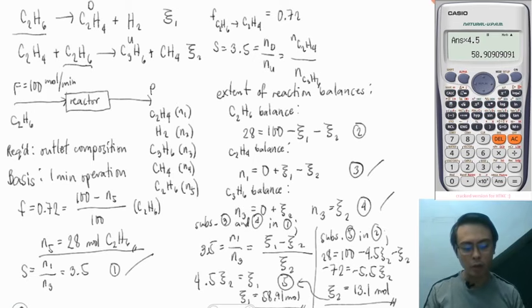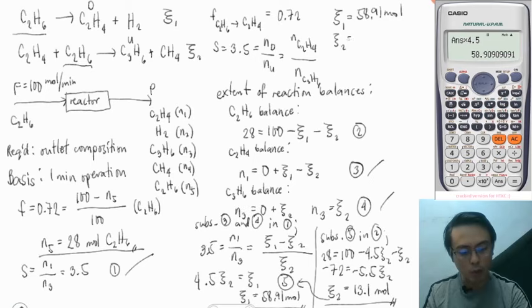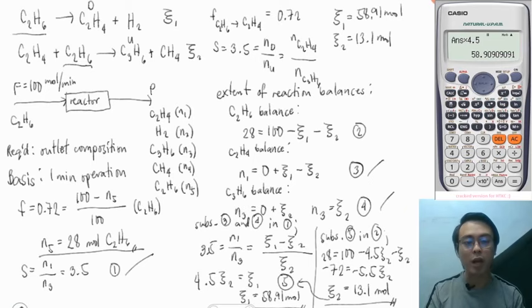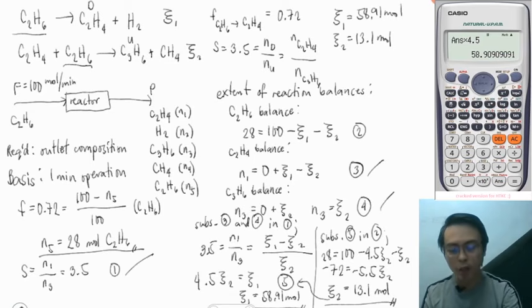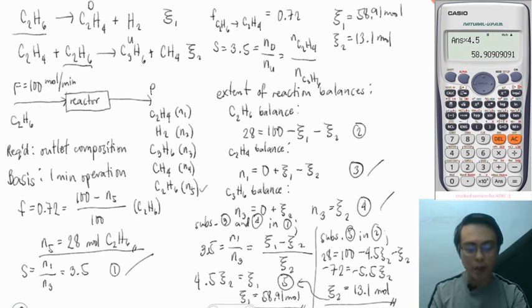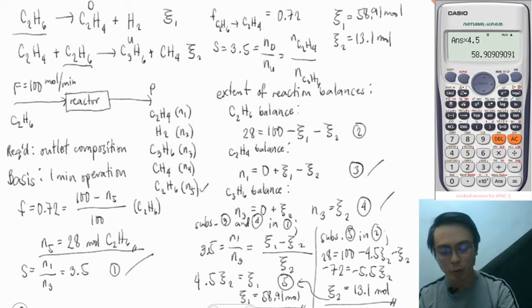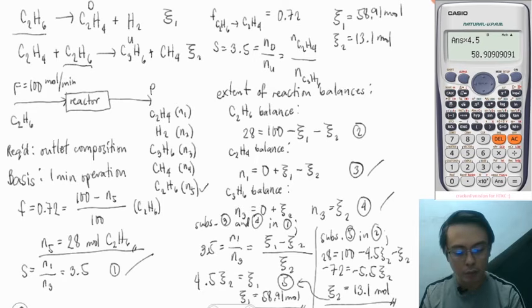Okay, now that we already know the values of extent 1 and extent 2, let me just list them here. Extent 1 is 58.91 moles. Extent 2 is 13.1 moles. Now that we have those values, we can go back to the extent of reaction balances and solve for the missing variables. By the way, we're done with N5. Okay, let's start with N1. So let me first erase some things. Let's go back to the C2H4 balance.